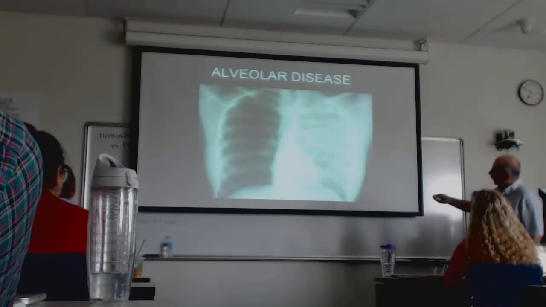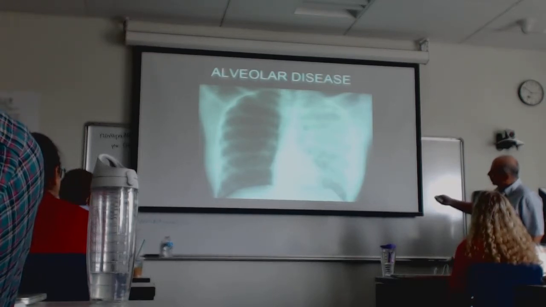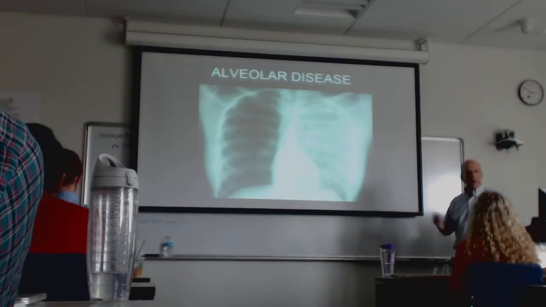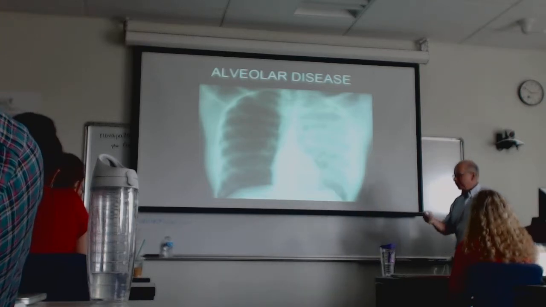But look again for these wispy lines of low density, these darkish lines here, darkish lines. That's the air bronchogram sign. Okay? So air bronchogram sign, alveolar airspace consolidation.